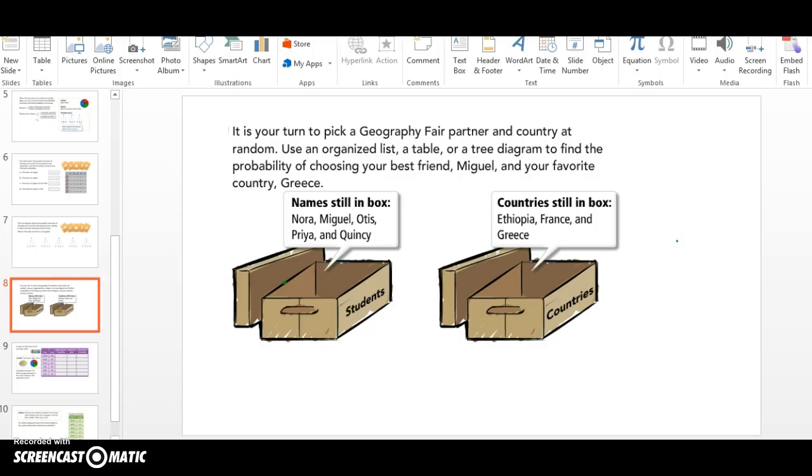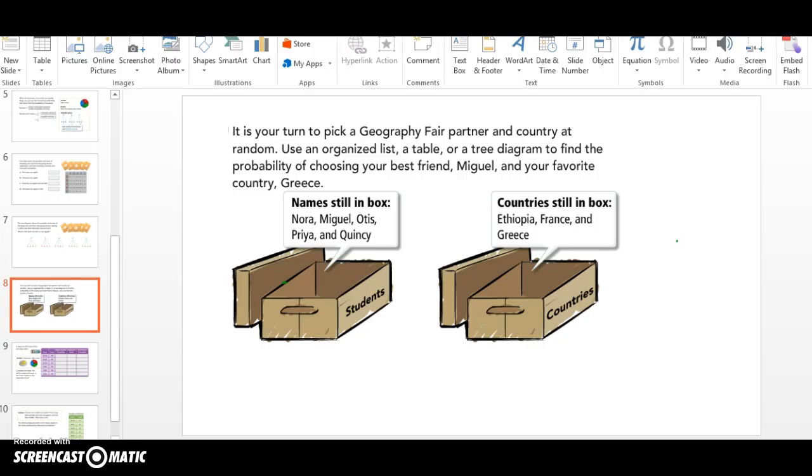Okay. So we have the names still in the box: Nora, Miguel, Otis, Quincy. I'm not sure if that's Pyra or Priya. And I'm not sure either. I'm sure you can pronounce it either way. All right. And then you have your countries left.